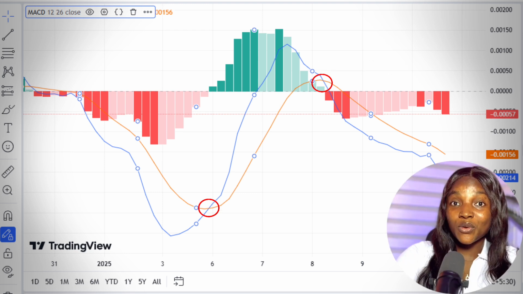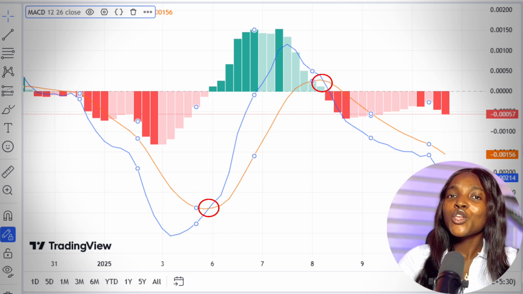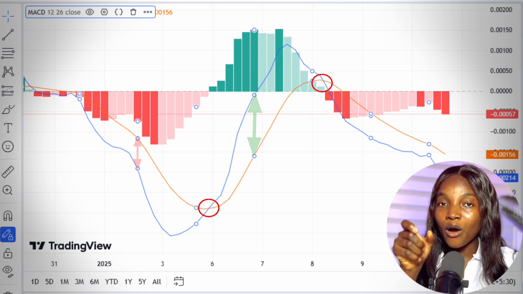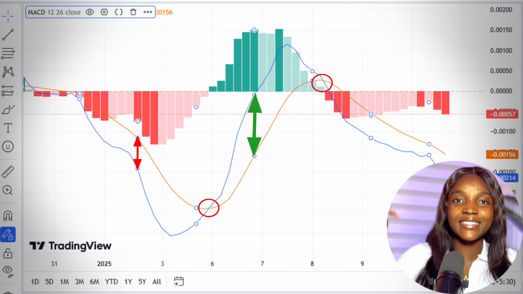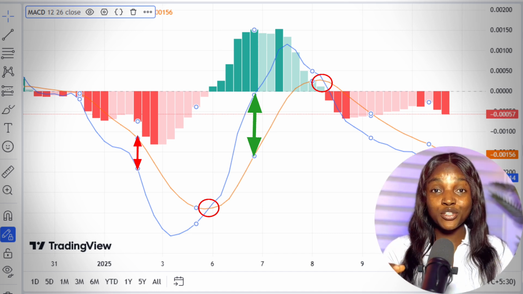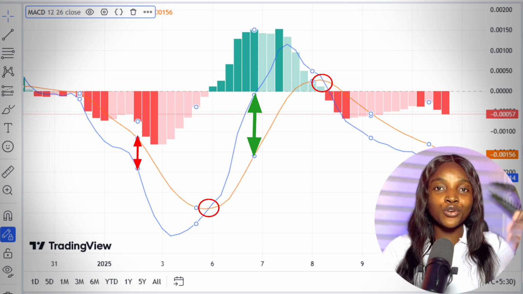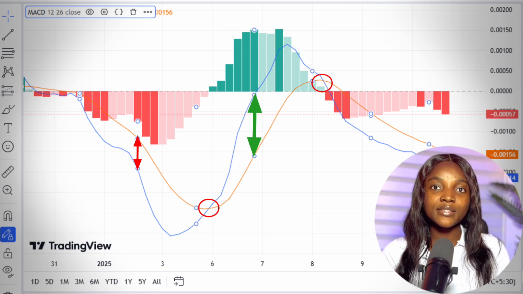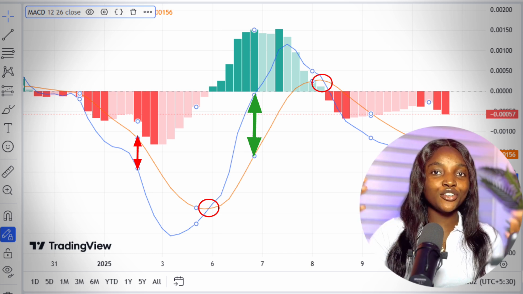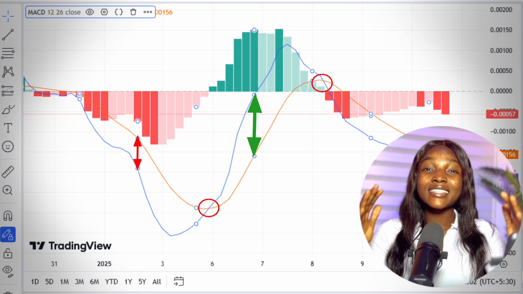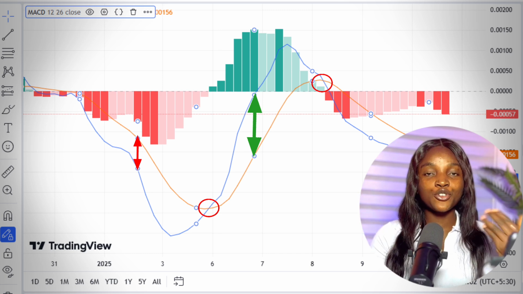When a histogram is added to a MACD chart, you want to keep in mind that each bar of the histogram represents the distance between the MACD line and the signal line. The bars of the histogram give a visual representation of how weak or strong the current trend is. When the bars on the histogram are bigger, it means the trend is strong. And when the bars are smaller, it means the trend is weak.